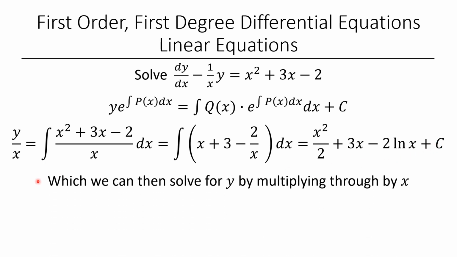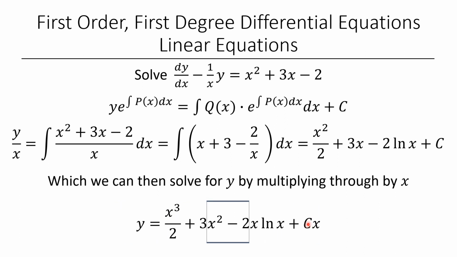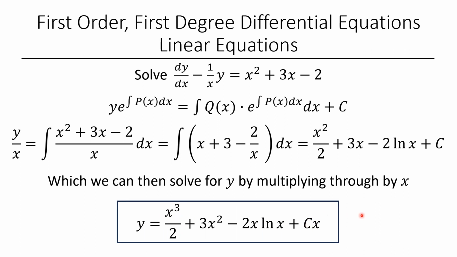So now we should be able to multiply through by x, and when we do, this should get us a solution in terms of y, which is y equals x cubed over 2 plus 3x squared minus 2x natural log of x plus some arbitrary constant c times x. And so this is our general solution to this linear differential equation, which again is the same as what we saw before, just rearranged a little bit.